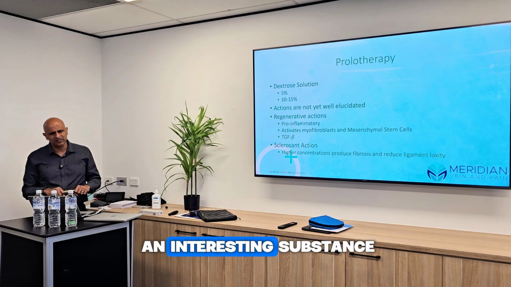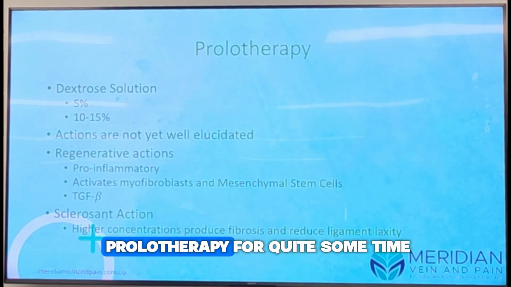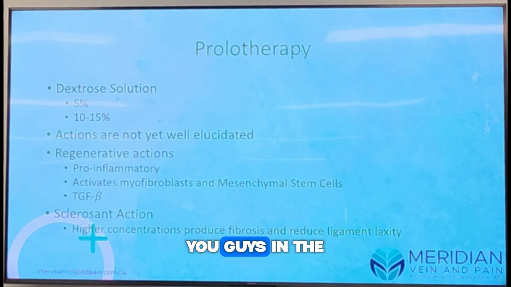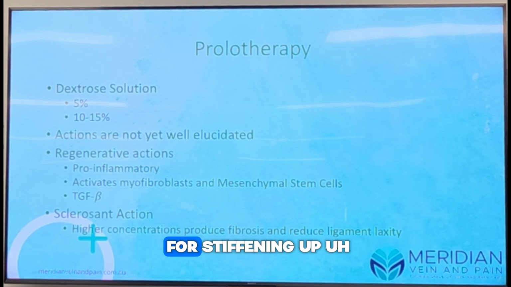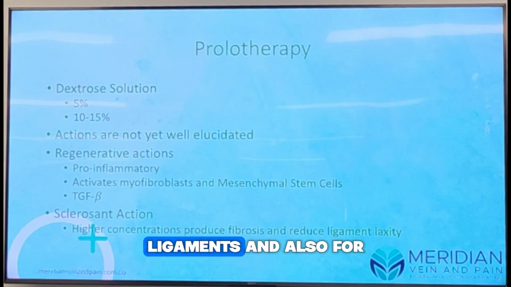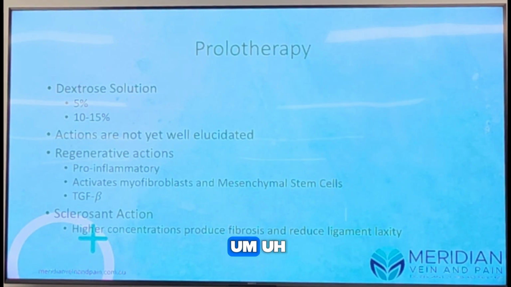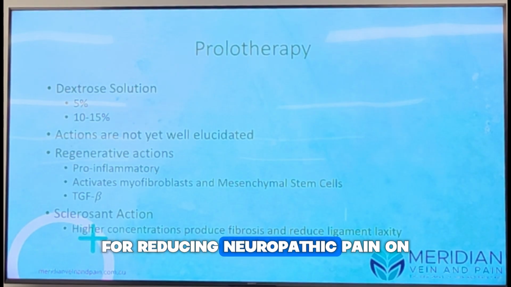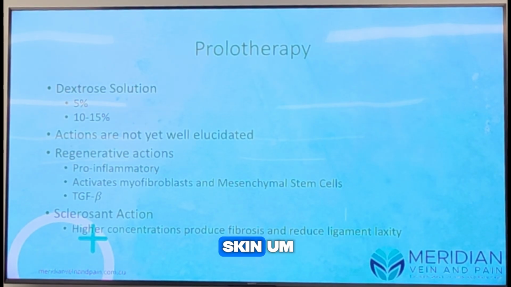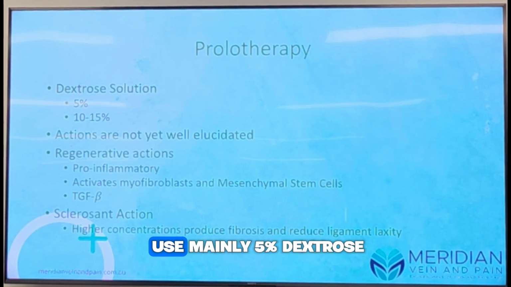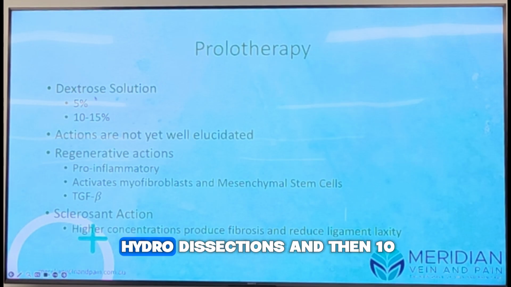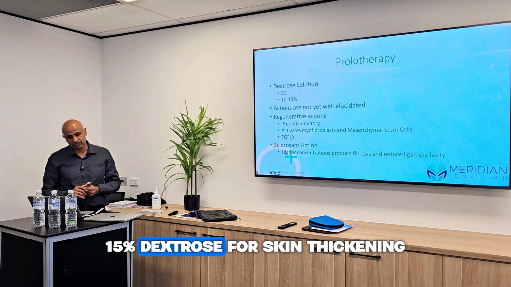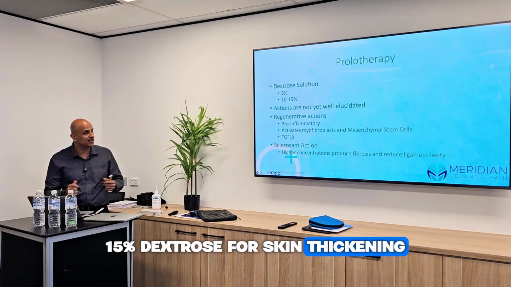Prolotherapy is quite an interesting substance. I hadn't come across prolotherapy for quite some time. You guys in the podiatry space have been using it for a long time. But prolotherapy started off primarily for stiffening up ligaments, and also for reducing neuropathic pain on the surface of the skin. So for me, I use mainly 5% dextrose, but also for nerve hydrodissections, and then 10 to 15% dextrose for skin thickening.